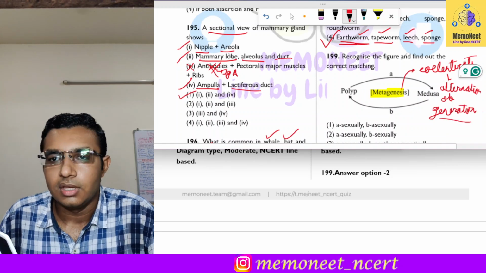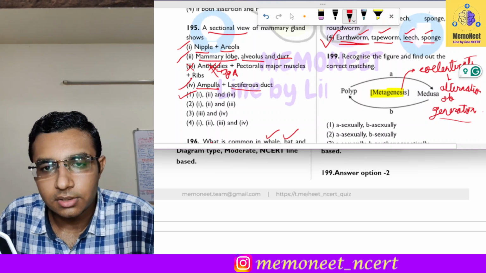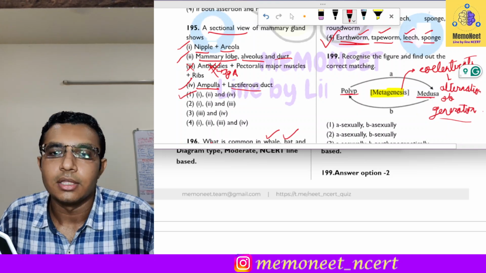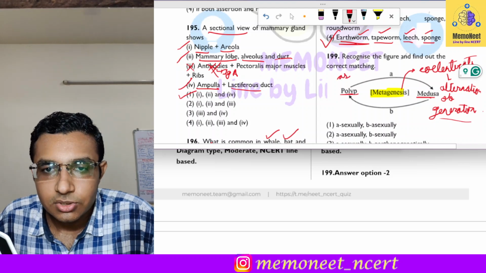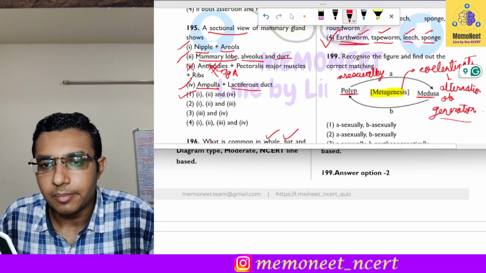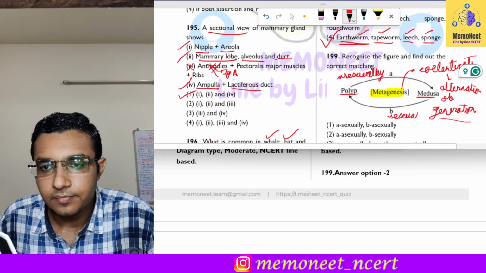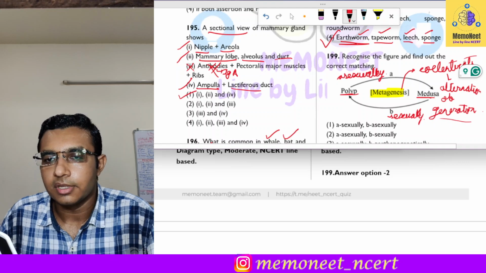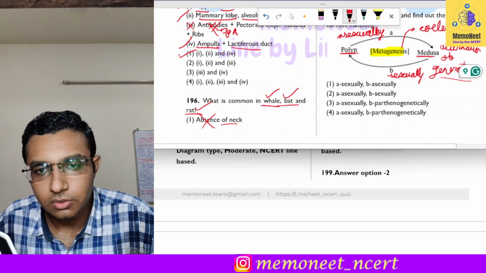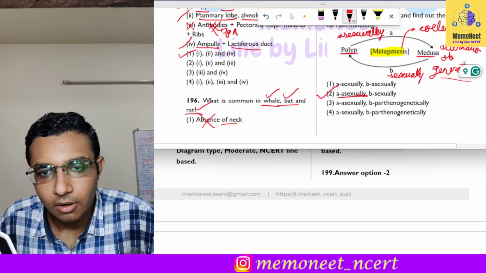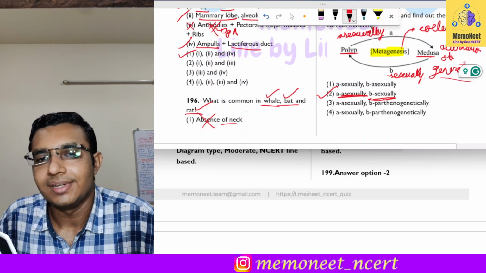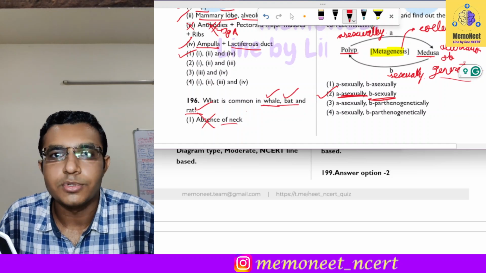And how does this alternation of generation occur? It exists in two forms, that is polyp and medusa. The polyp converts asexually into medusa, and the medusa converts sexually into polyp. So this is how the conversion occurs. In which option is it shown correctly? It is shown correctly in option 2, that is A is asexually and B is sexually. So the correct answer of this question will be option 2.